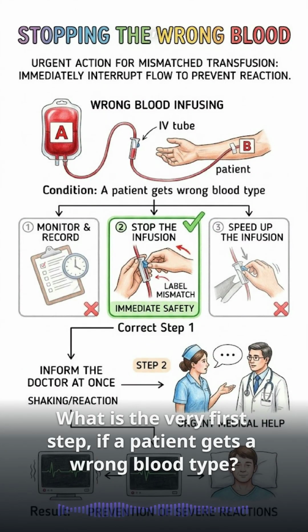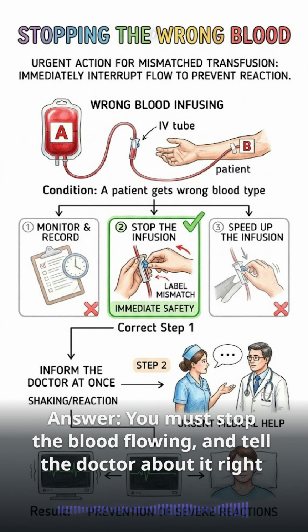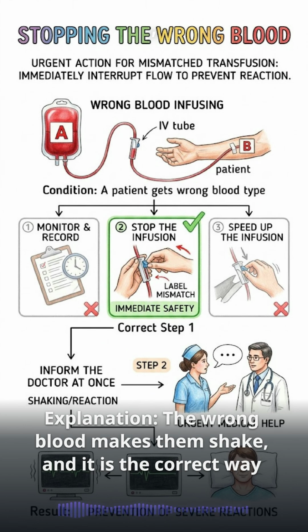96. What is the very first step, if a patient gets a wrong blood type? You must stop the blood flowing, and tell the doctor about it right away. The wrong blood makes them shake, and it is the correct way to save them.